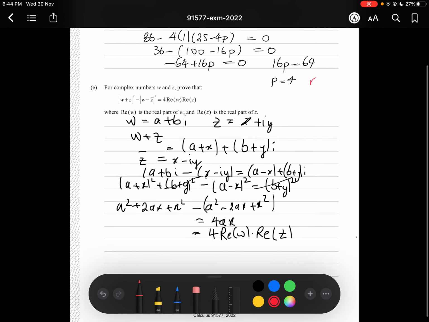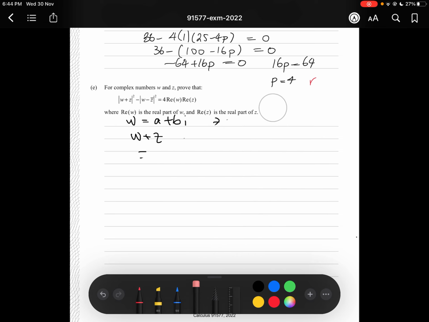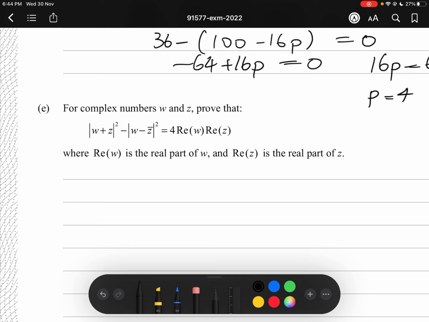All right, so let's have a look at E now. So apologies. Let me just get rid of everything here. And let's just start off this question. So for complex numbers w and z, prove that the modulus of w plus z, squared, minus the modulus of w minus the conjugate of z, squared, equals 4 times the real part of w times the real part of z. So in this case, it's really easy to just let w be some complex number and then let z be something else, and then prove for the general case that the statement is true.